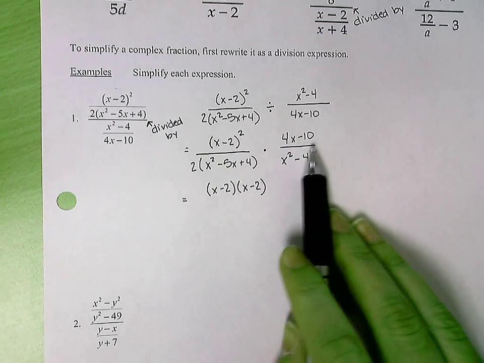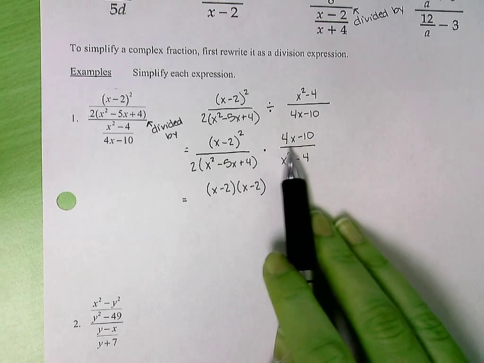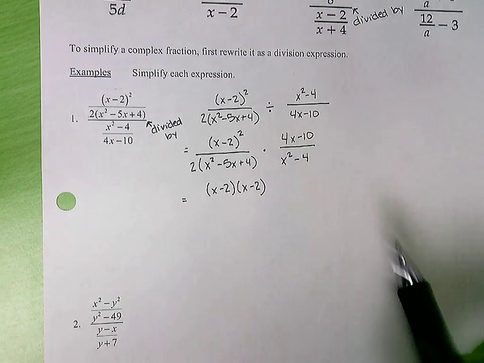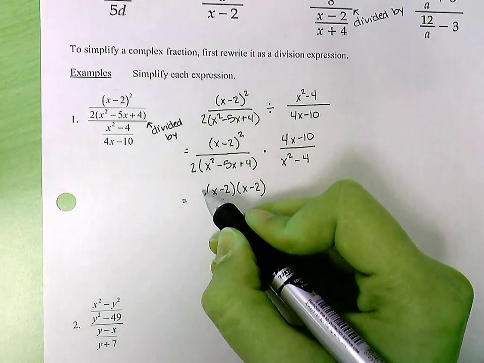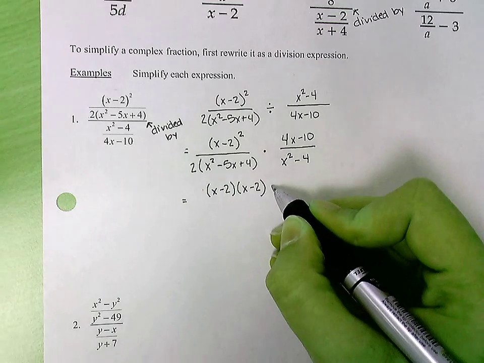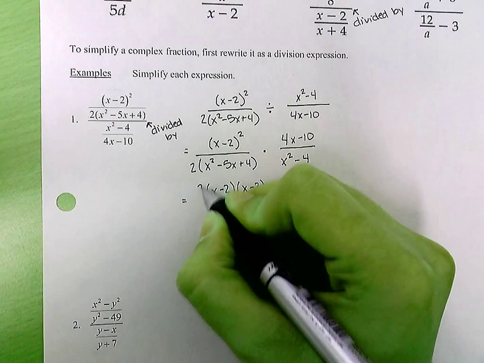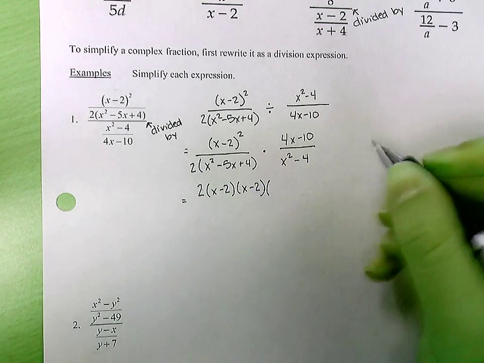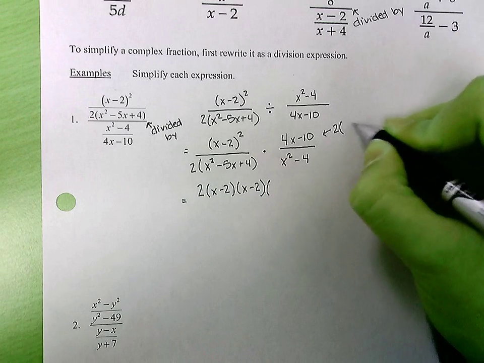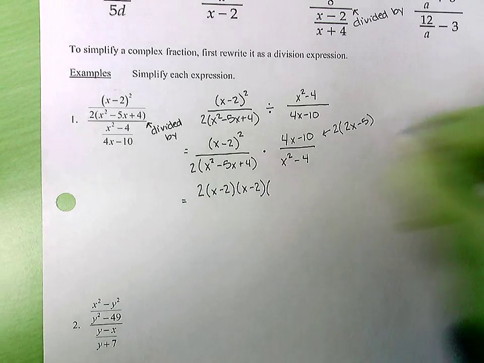Now I can factor something out of this one, right? The 4. Not the 4, the 2. I can factor out a 2. Is it okay if I write that out front? Are you good with that? Should I write it over here? So this I'm factoring to 2 times 2x minus 5.